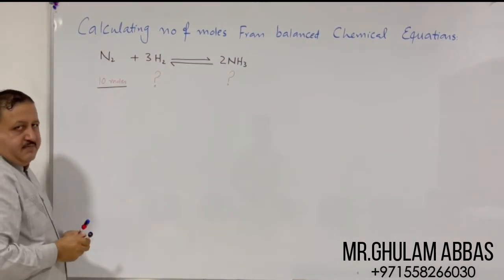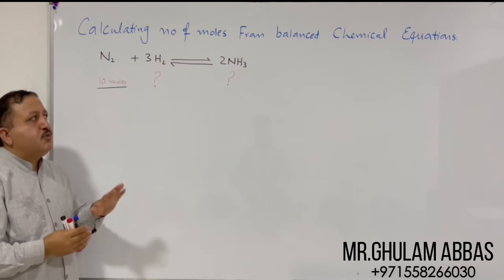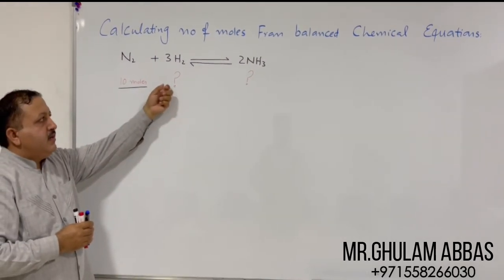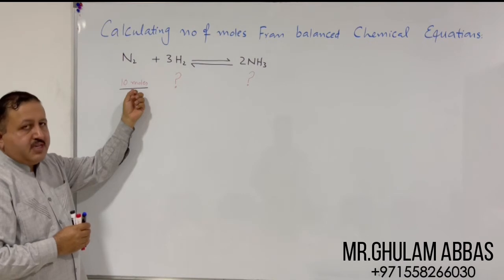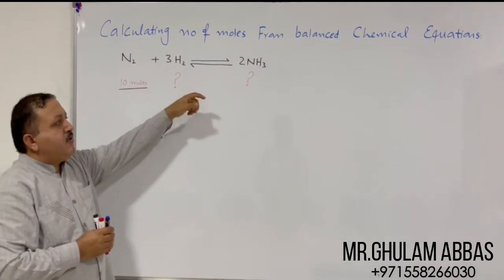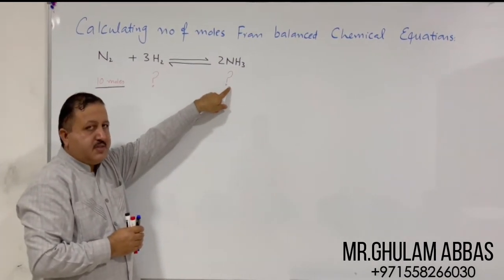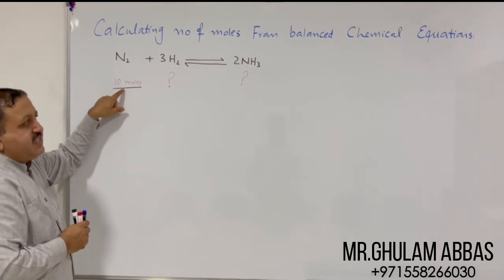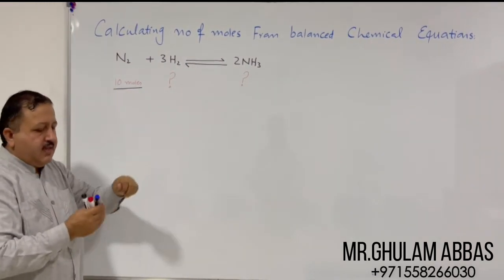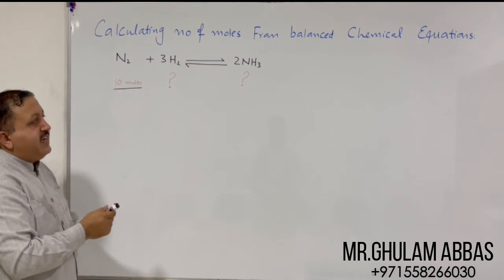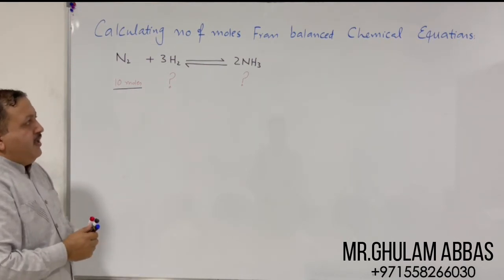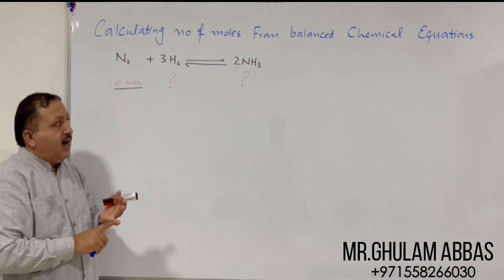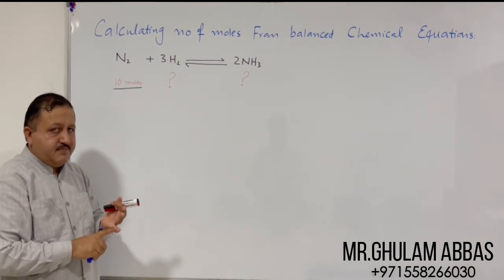This is my question. Actually, there are two questions. How many moles of hydrogen are required to react with 10 moles of nitrogen? How many moles of ammonia will be produced from 10 moles of nitrogen? These are very important calculations, and I will explain in a very simple way. In order to solve this question, I will use the comparison method.